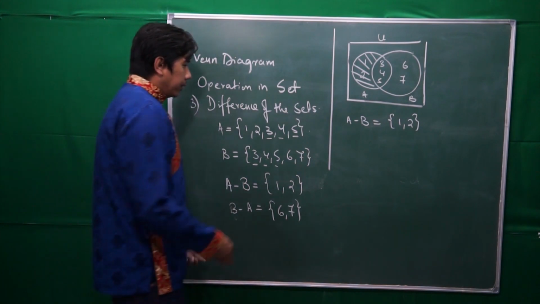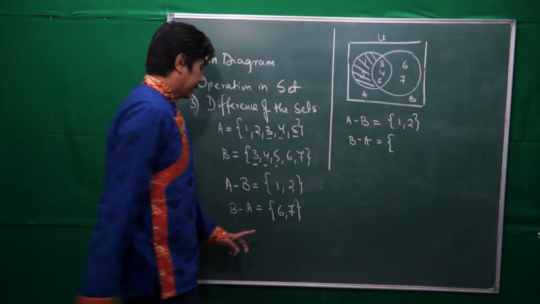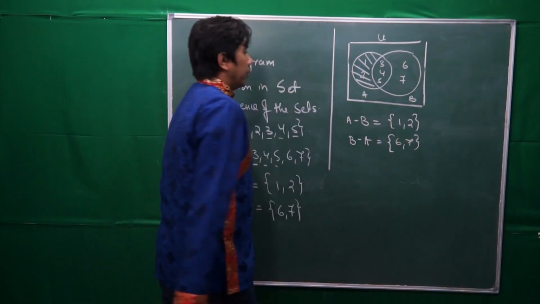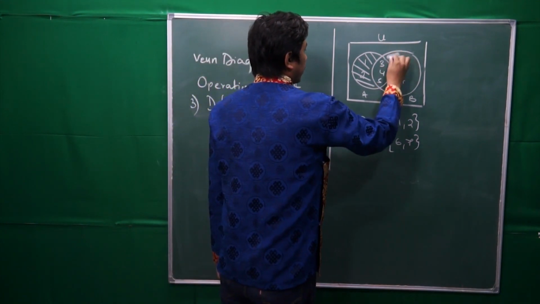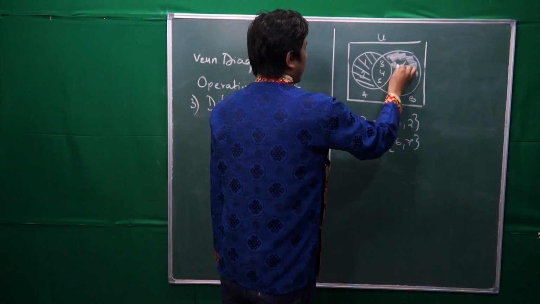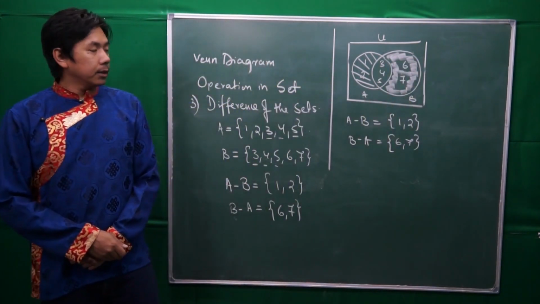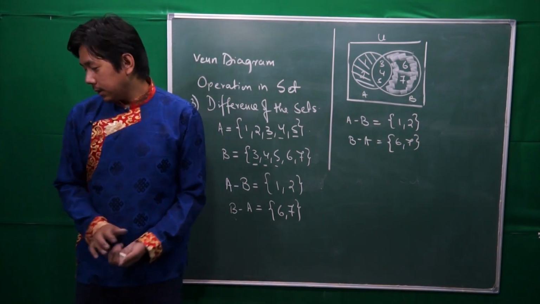Okay. So B minus A is equal to which one? The set 6, 7. Okay. Now represent it in the diagram, which is this portion. Simple. All right. So this is the difference of the sets.